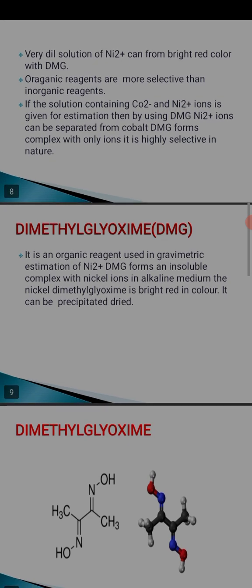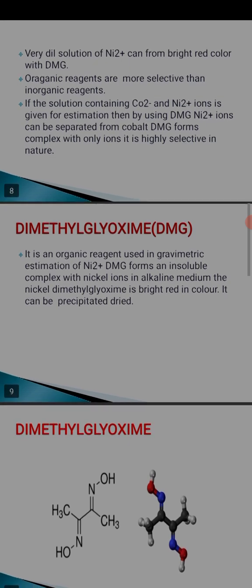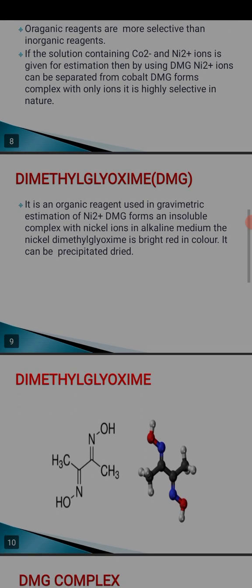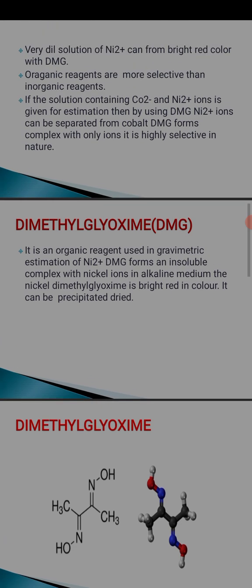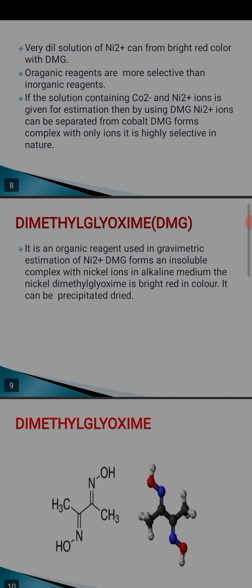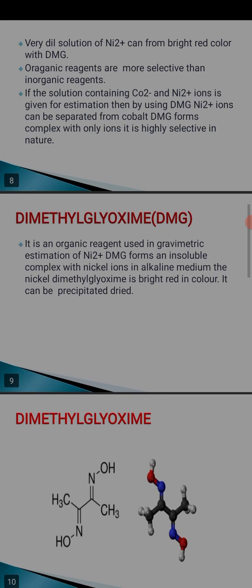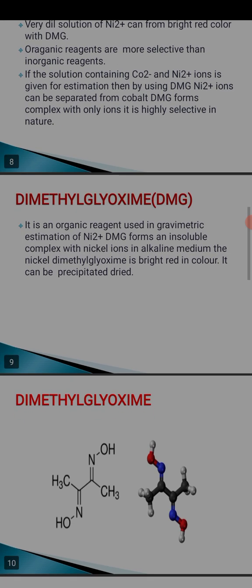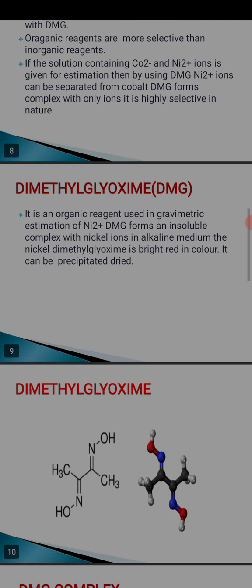Organic reagents are more selective than inorganic reagents. If a solution containing cobalt ions and nickel ions is given for estimation, then by using DMG nickel ions can be separated from cobalt. DMG forms a complex with only nickel ions. It is highly selective in nature.